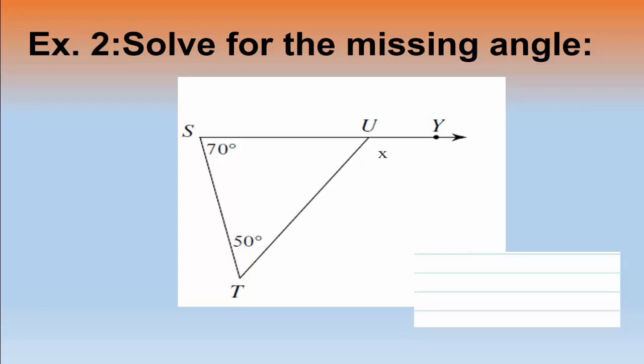This is a similar problem working from a different direction. Now we see our two remote interior angles are 50 and 70. So 50 degrees plus 70 degrees will equal the value of my exterior angle. And in this case, x is in the place of the exterior angle. So we simply simplify. 50 plus 70 is 120 equals x. That would be our solution.